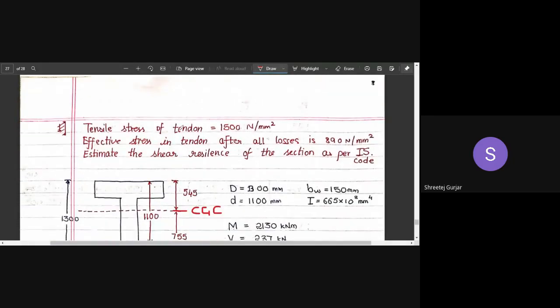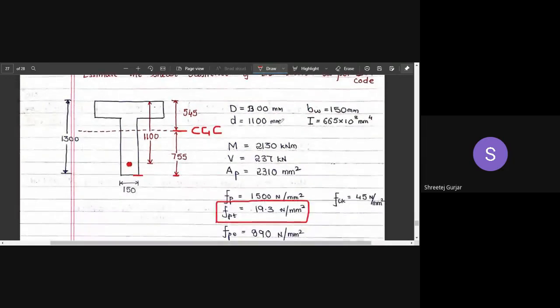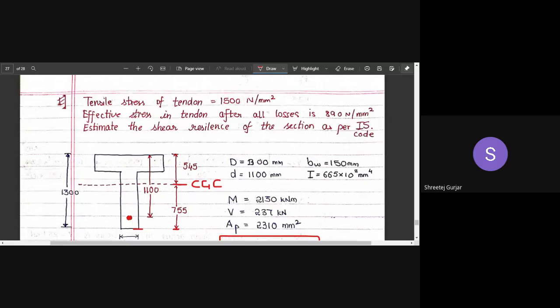Tensile stress of the tendon is given, that is 1500 Newton per mm square. Tensile stress is nothing but FP. The tensile stress of the tendon, FP, is given as 1500 Newton per mm square. Effective stress in the tendon after all the losses, meaning FPE, is given as 890 Newton per mm square.